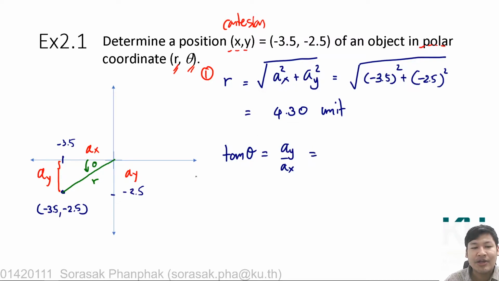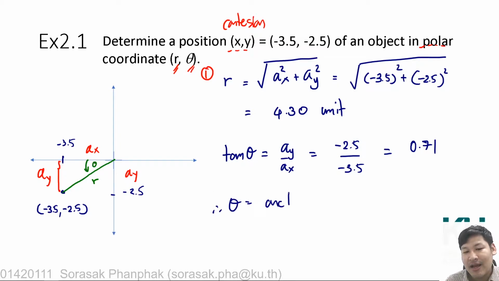And how about tan theta? You can use the ratio between ay, which is minus 2.5, right? And ax, which is minus 3.5. When you do this division, you get the final result as 0.71. But how about the theta? For theta, you take the inverse of tan, the arctan of 0.71. Use the calculator, and finally you get 0.61.